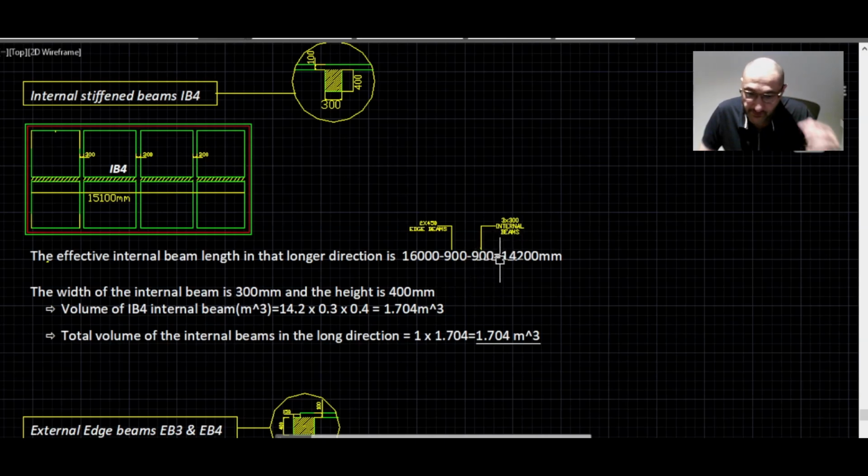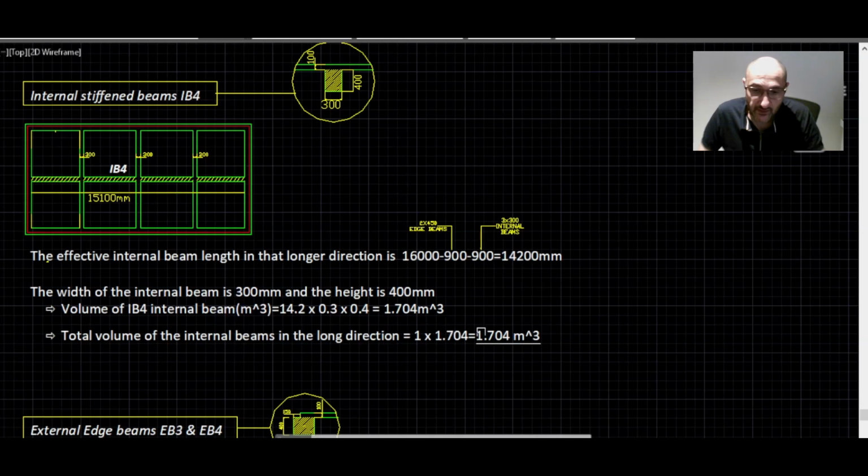Again, the width of the internal beams is still 300 millimeters, and the height is 400. Therefore, the volume of IB4 will be 14.2 times 0.3 times 0.4, and that will be 1.704 meter cubed. And again, because we have one beam, that will be 1 times 1.704. Okay, what else? We have the external edge beams.